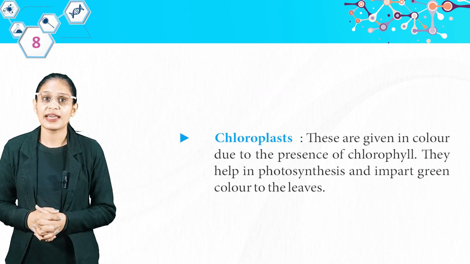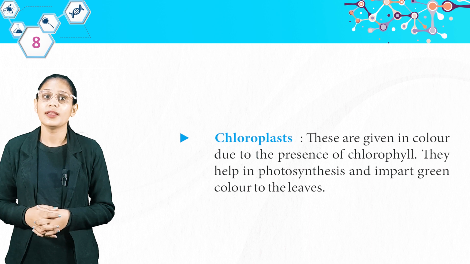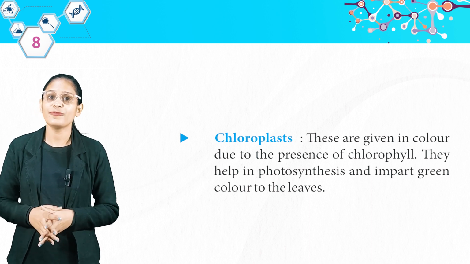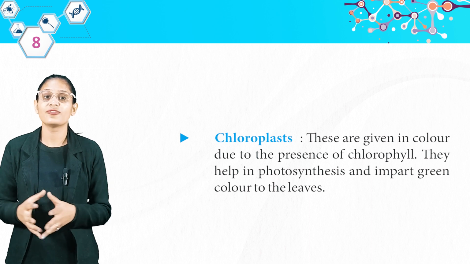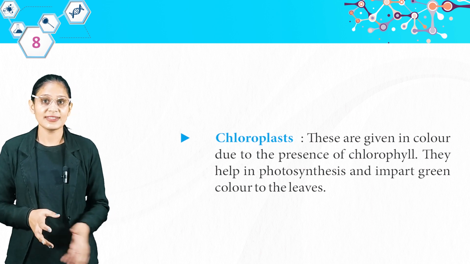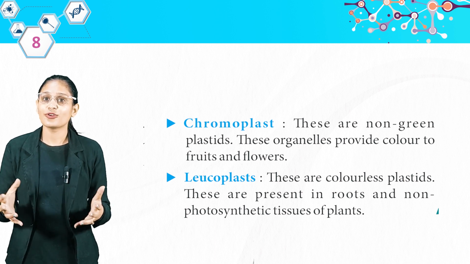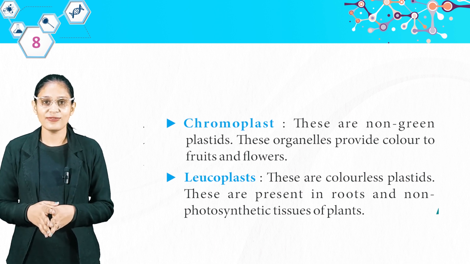Chloroplasts, they are given in color due to presence of chlorophyll. They are green in color due to presence of chlorophyll. They help in photosynthesis and impart green color to the leaves. Then students, we have chromoplasts. These are non-green plastids. These organelles provide color to fruits and flowers.